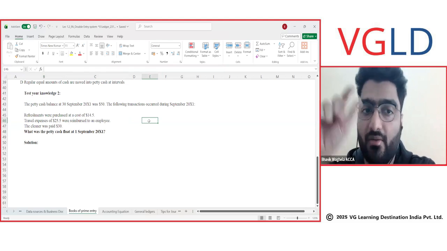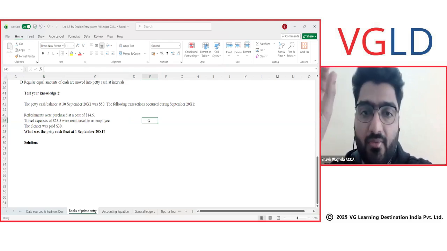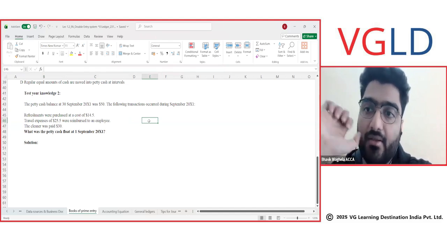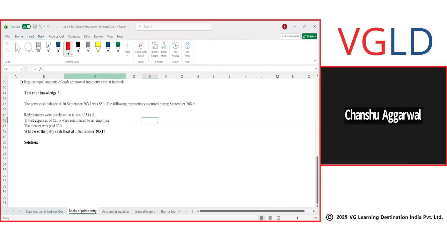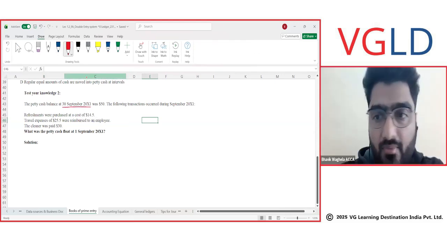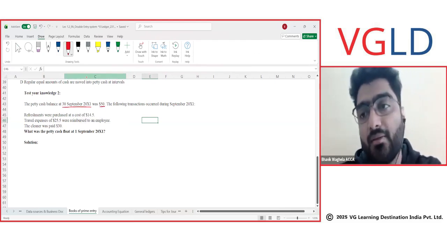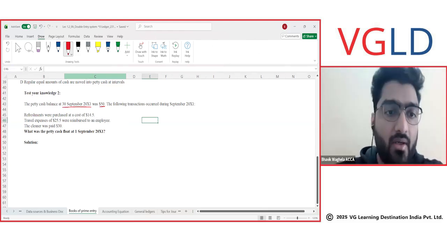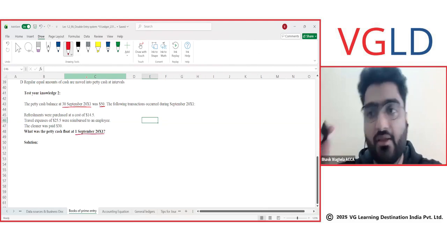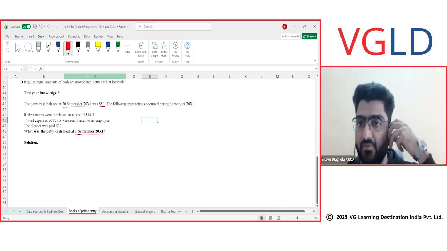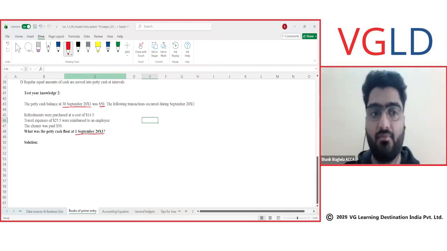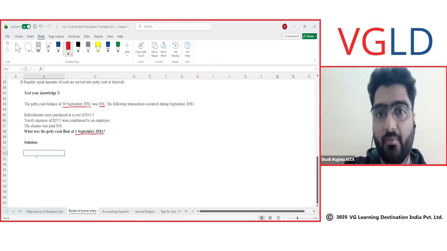What do students do? They will do 50 minus 14.5 minus 25.5 minus 30, which is incorrect. It needed to be added. We come to that part later on. This is my closing balance. And I want to arrive at the balance at 1st September, that is the opening balance. I'm giving you guys 2 minutes. Try this question by yourself. Find out the petty cash float at 1st September 2011. Guys, float is another word for balance. Okay.